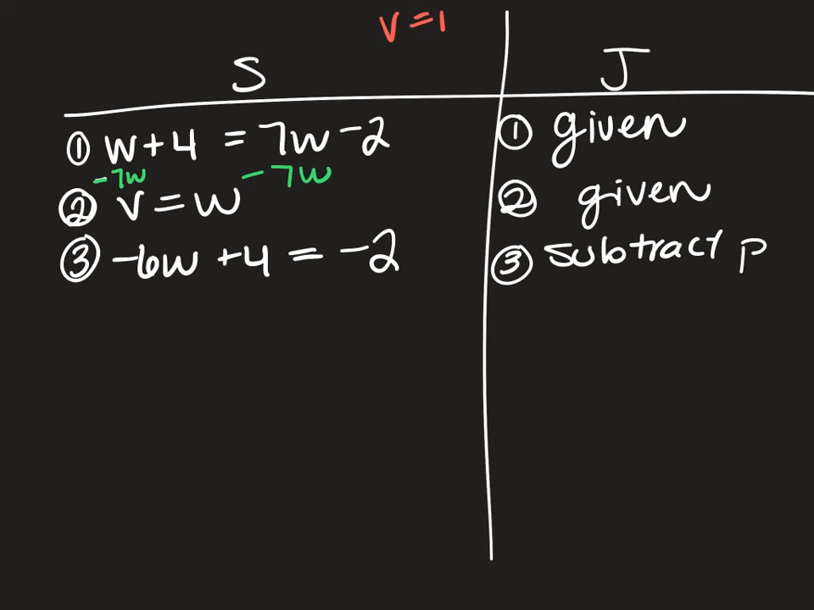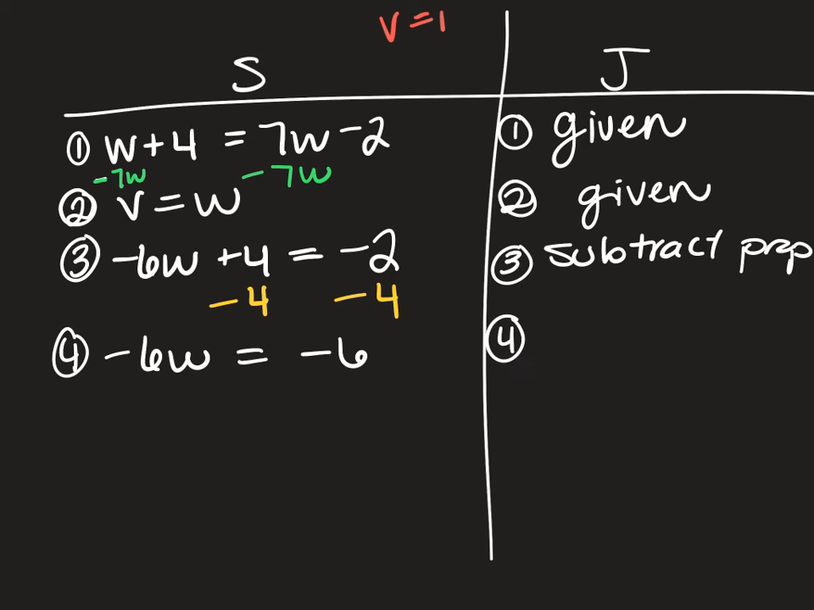All right, so then step 3 is going to give you negative 6W plus 4 equals negative 2. And we got that from doing the subtraction property. Then you're going to subtract the 4 from both sides, which gives you negative 6W equals negative 6. So that is also the subtraction property.